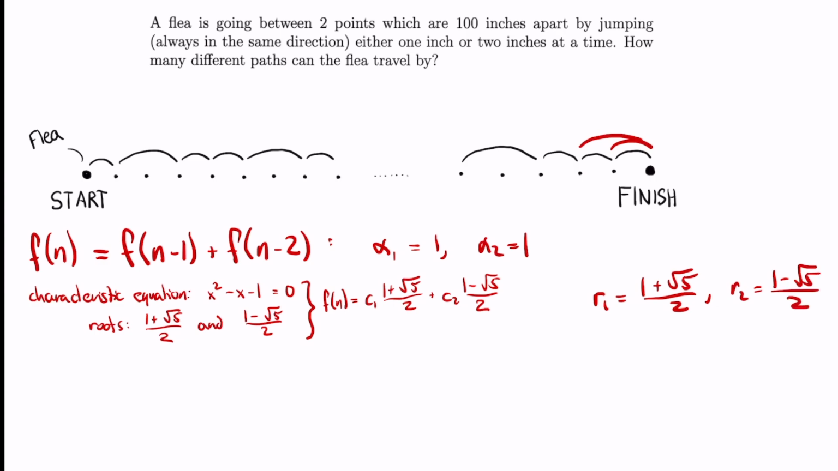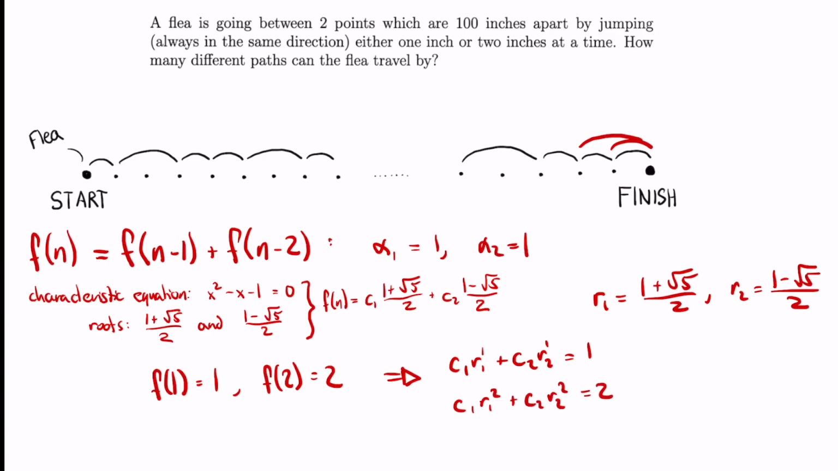Our goal now is to find the correct constants c1 and c2 such that we can model the paths of the flea. Using the first two values in the sequence, which are the number of paths the flea can take when the point is 1 inch and 2 inches away, we can set up a system of linear equations and solve for c1 and c2.